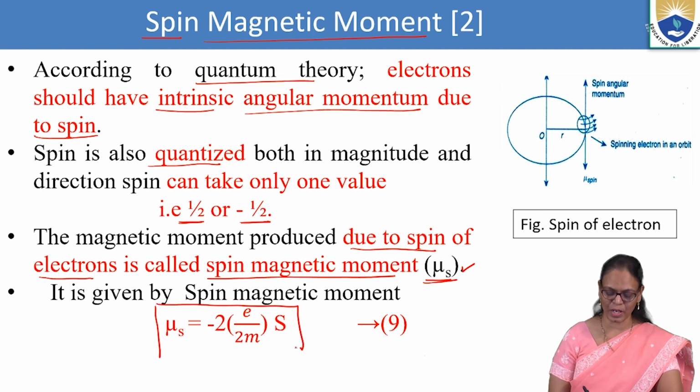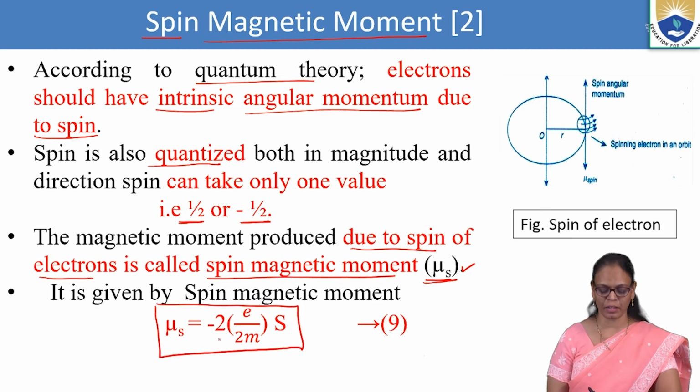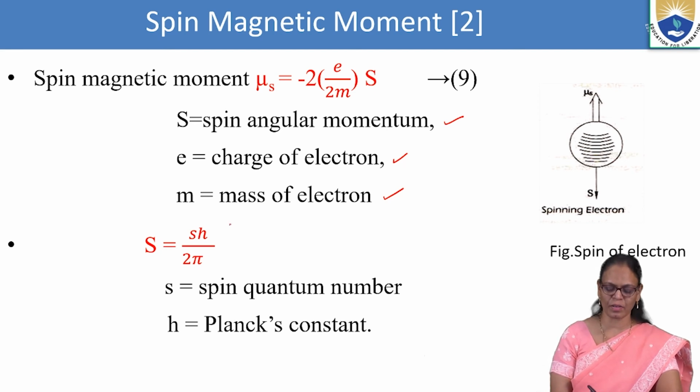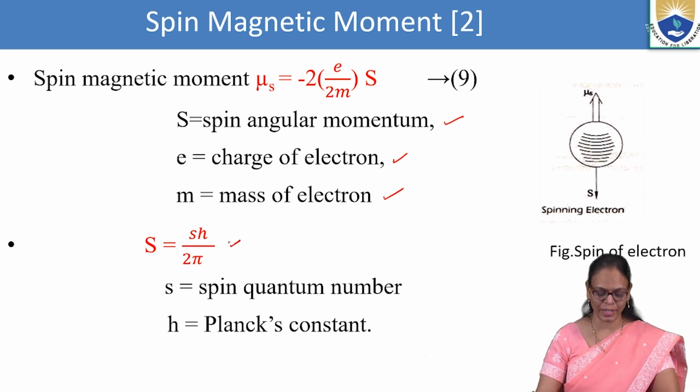So this is the formula for the spin magnetic moment, minus 2e by 2m into S. So what is S here? Spin angular momentum, like we have seen capital L as the orbital angular momentum. S will be the spin angular momentum. e is the charge of the electron and m is the mass of the electron. So we can write it as S is equal to sh by 2 pi. We can also use this sh by 2 pi.